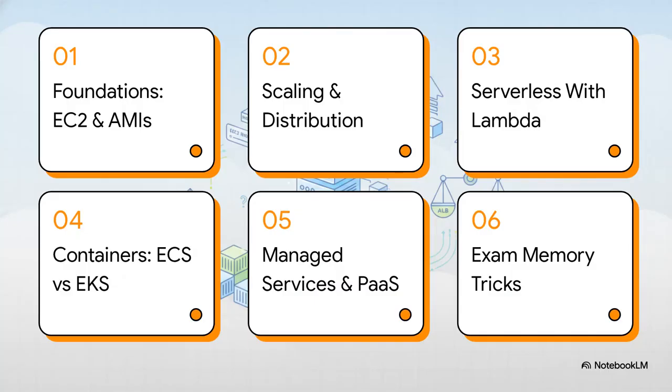Okay, here's our roadmap for this explainer. 1. Foundations with EC2 and AMIs. 2. Scaling and distributing traffic. 3. Going serverless with AWS Lambda. 4. Containers, specifically ECS versus EKS. 5. Managed services and platforms. And finally, 6. CLF-C02 exam memory tricks. Let's get right into it.